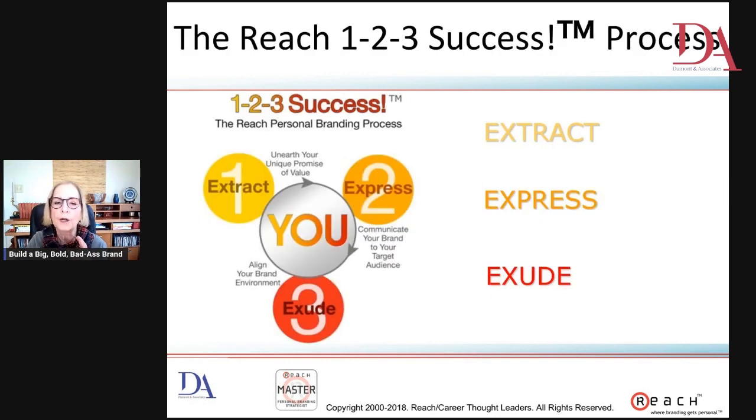Okay, so why do we talk about personal branding? And what is the process that we follow? Well, we follow a three-stage process to get to that brand statement, which is, remember, your unique promise of value. So the first stage is extract. And by extract, I mean that we are going to unearth your brand in that stage. Because guess what? This may be good news, this may be bad news. You already have a brand.